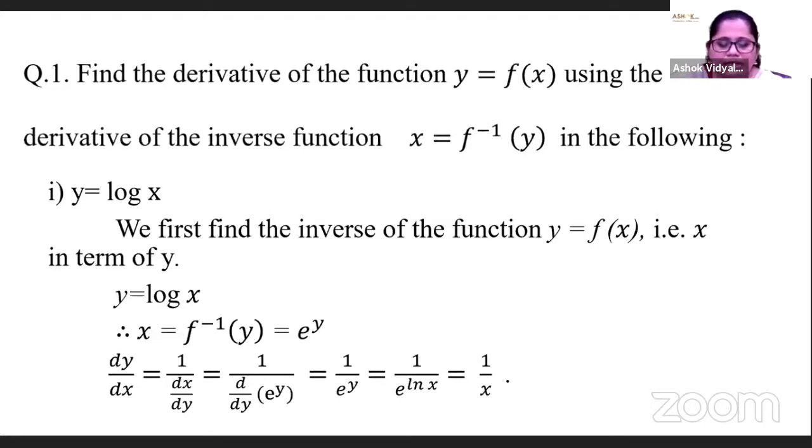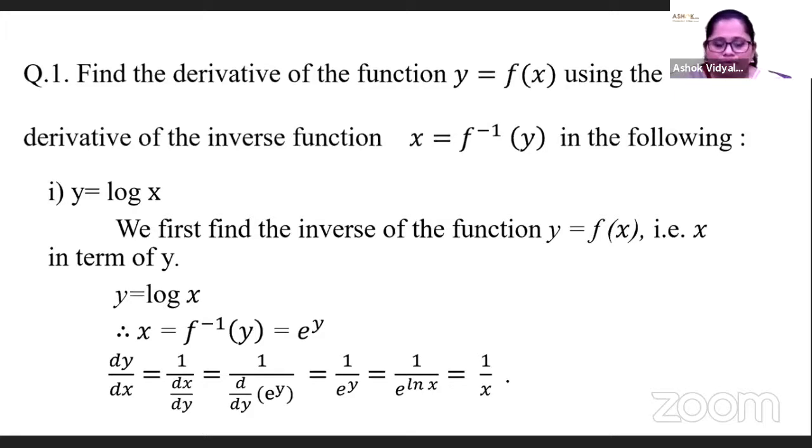We express x in the form of y: y is equal to log of x, then x is equal to e raised to y. This is f inverse of y. See here properly, this is the definition of logarithm. These functions are inverse functions of each other.